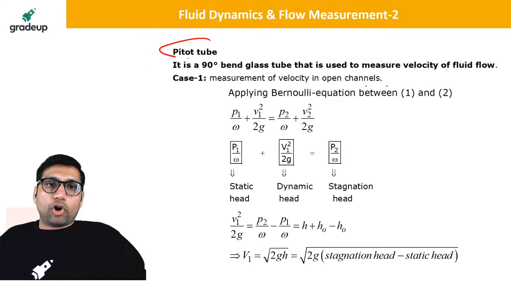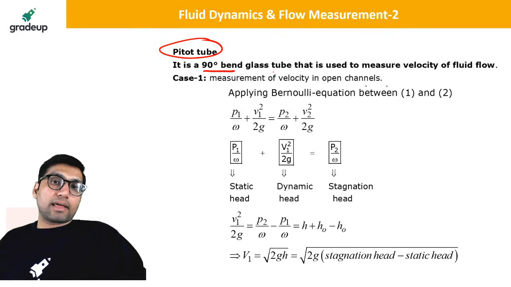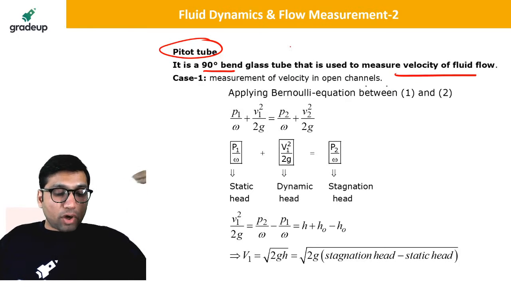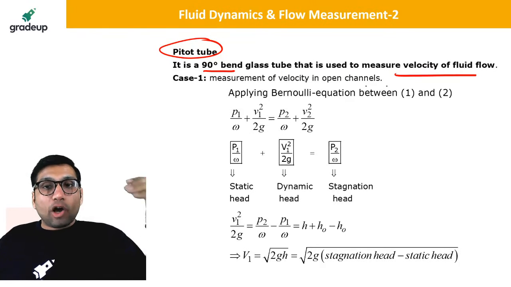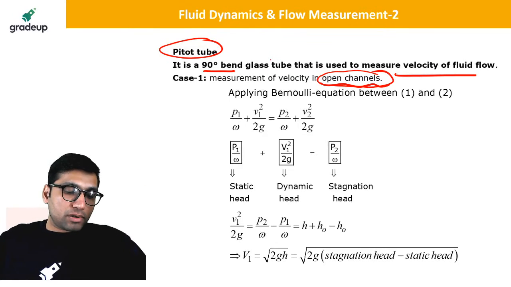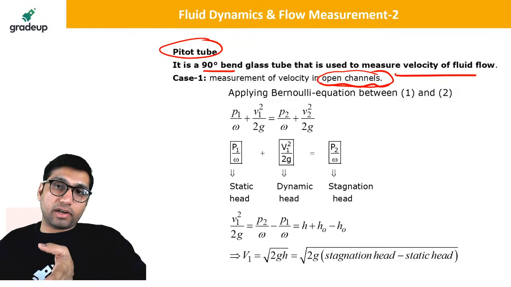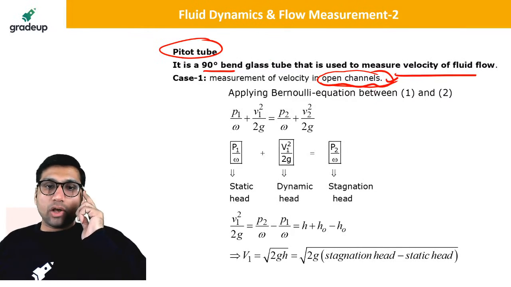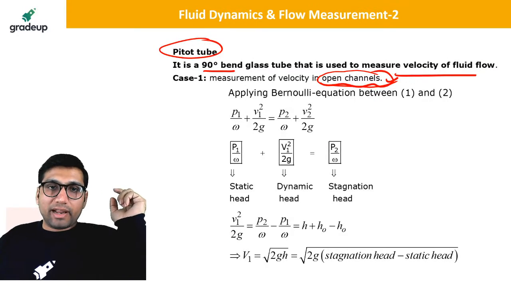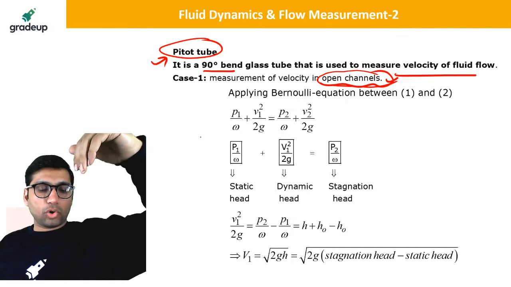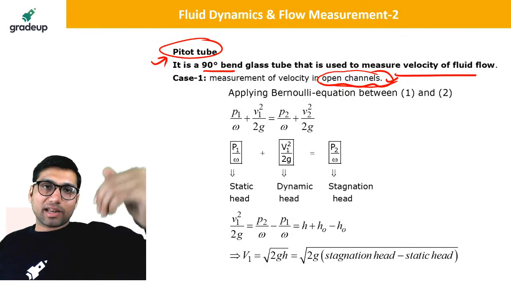Next, Pitot tube. A Pitot tube is basically a 90-degree bent glass tube which is used to measure the velocity of fluid flow. So if you have to measure the velocity of the fluid in a pipe or in an open channel, we don't study open channel in fluid mechanics as mechanical engineers, but for a civil engineer, open channel flow is definitely important. So in open channel flow applications, you can find the velocity through a Pitot tube. You just simply need to install this Pitot tube inside an open channel and you can get the velocity.